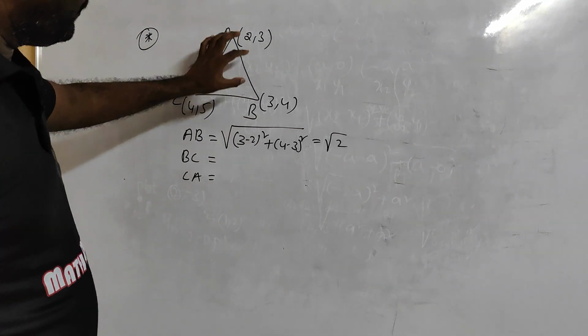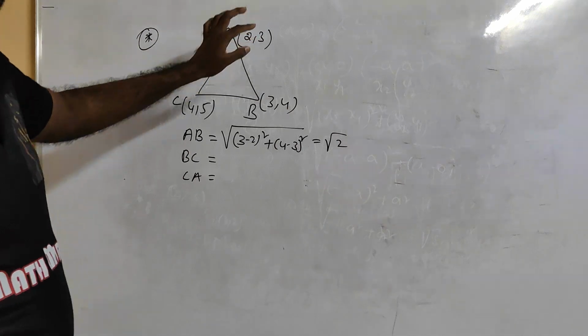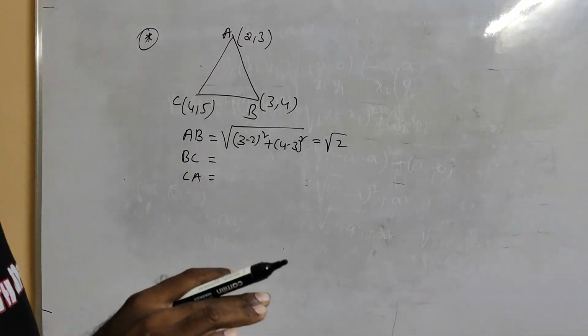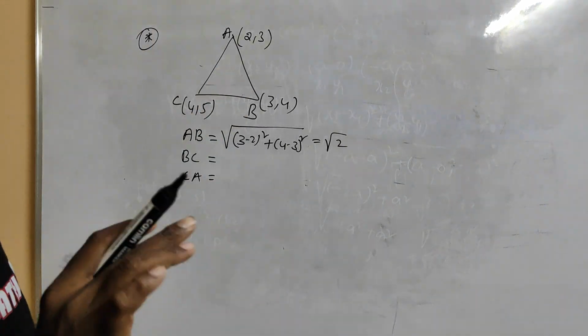Sir, you took first x1, y1 for A and this you took as second. That I told you in the beginning: x1, y1 you can take whatever you want, x2, y2 you can take whatever you want.